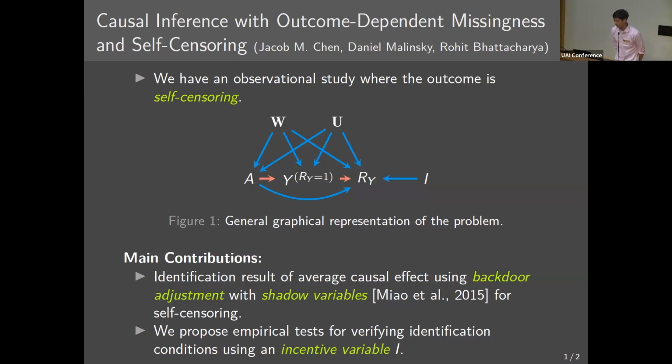So the 2 main contributions of our work is we have an identification result for the average causal effect by using backdoor adjustment to adjust for a confounding bias, and shadow variables from Miao et al. 2015 to adjust for the self-censoring missing data bias. And the second contribution here is we have empirical tests to identify when you're able to use our identification strategy as long as you have an incentive variable I, and that's just any variable that affects whether individuals are willing to respond to our survey. So for example, giving Amazon gift cards so that people are more willing to respond.